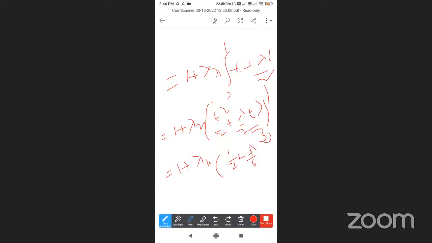So lambda by 6, we have to multiply this. What does it become? 1 plus lambda x by 2 plus lambda square x by 6. This is called y2 of x. In simplification we also get y3 of x.